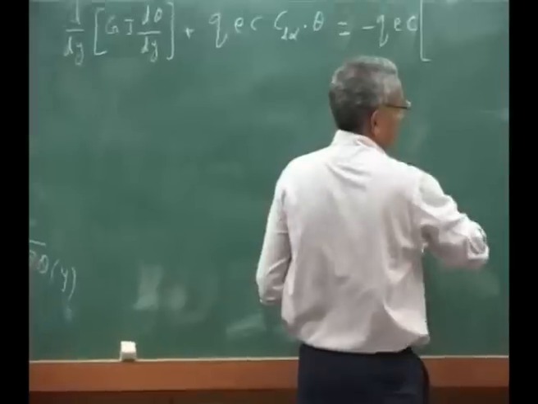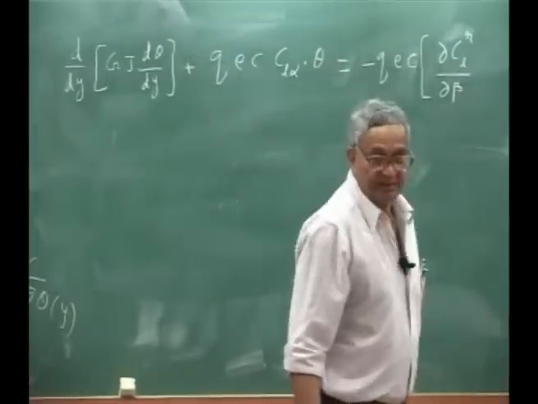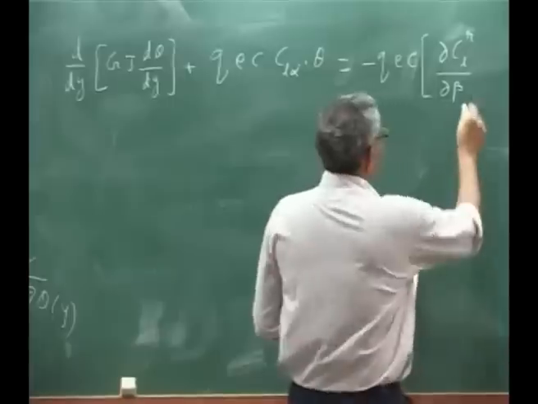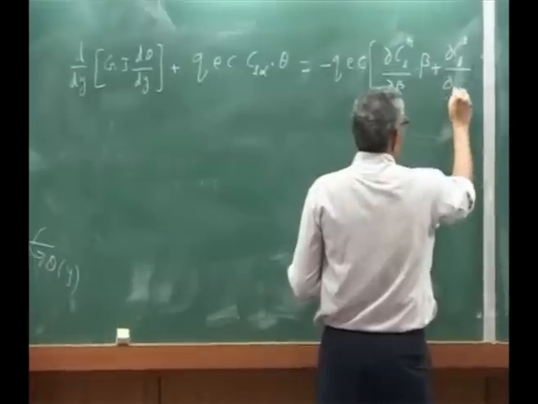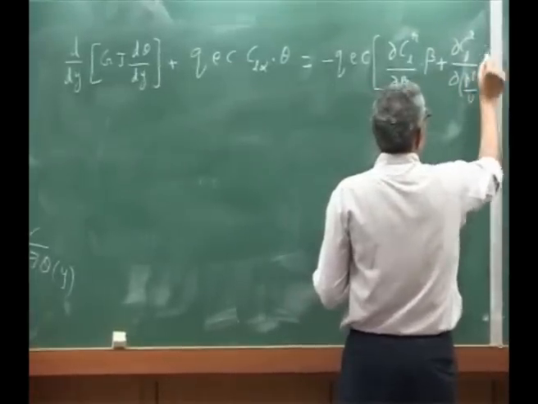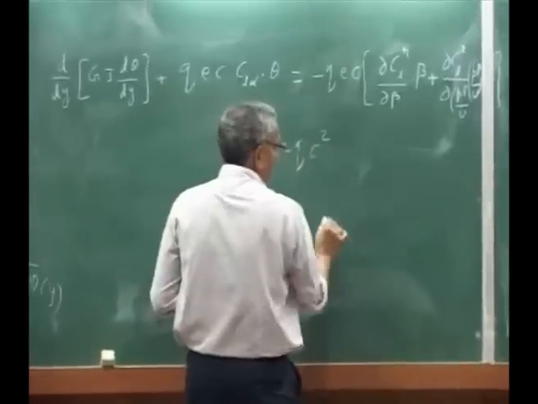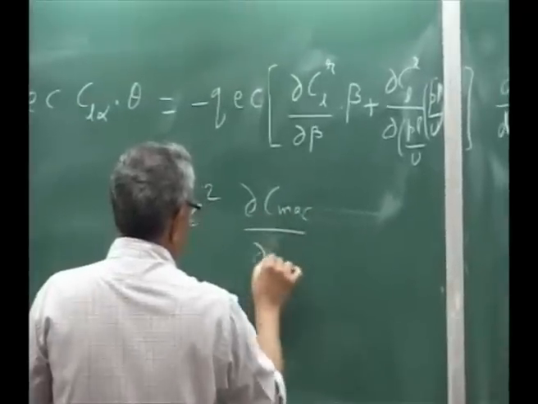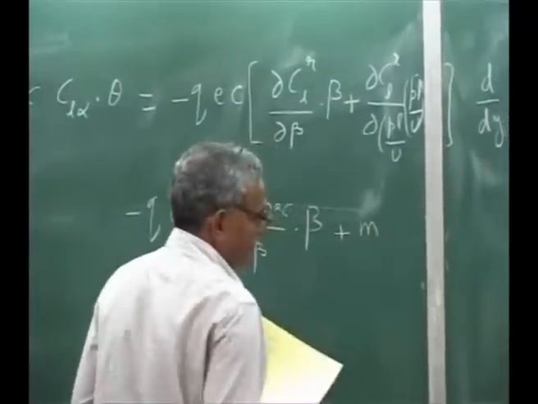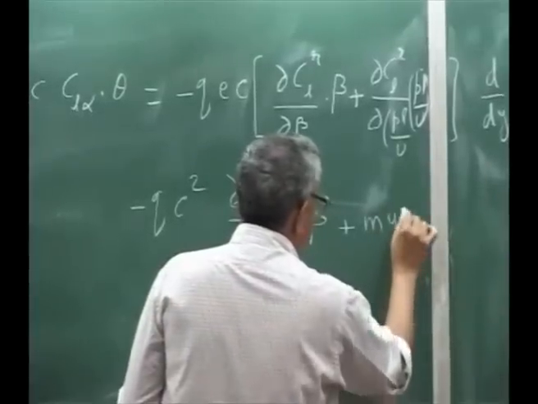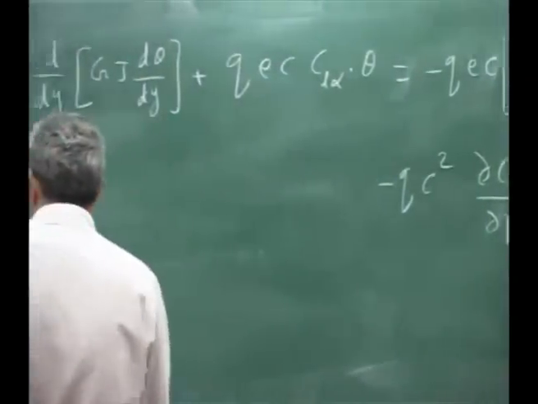Okay, I am going to put it delta CLR over delta beta. Okay, please understand, I am going to write into beta. Then you will have to write plus delta CLR over delta PL over U into PL over U, and then minus q c square delta CMAC over delta beta times beta, and then plus M, G and G will cancel out, M Y P dot into d. Okay.